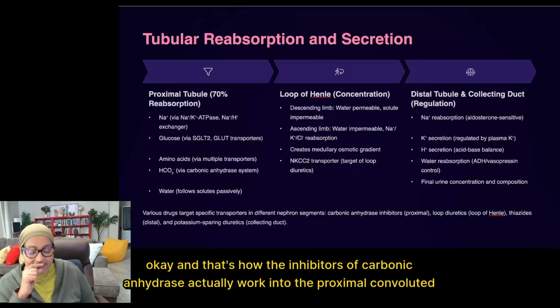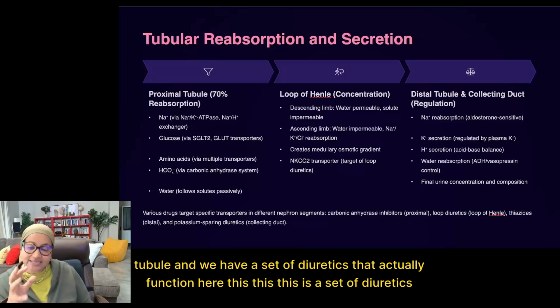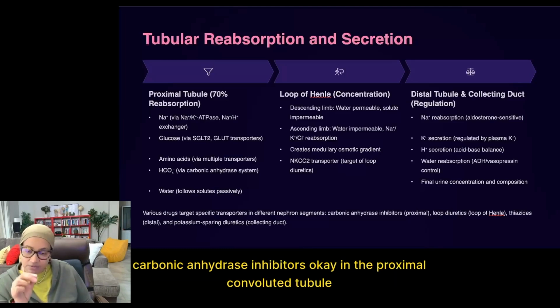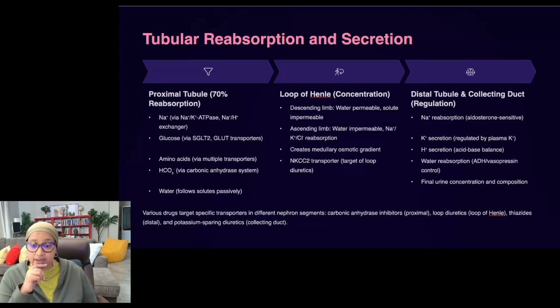And that's how the inhibitors of carbonic anhydrase actually work in the proximal convoluted tubule, and we have a set of diuretics that actually function here. This is a set of diuretics, carbonic anhydrase inhibitors, and it actually works by blocking this carbonic anhydrase system. That's why one of the characteristics of this diuretic is that it causes metabolic acidosis. Okay, and of course, water moves with the solutes. So the reabsorption of water happens throughout the tubule mostly.